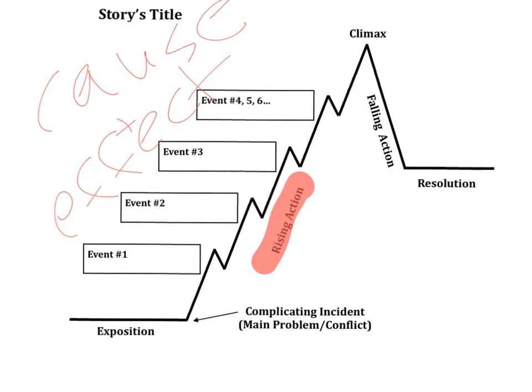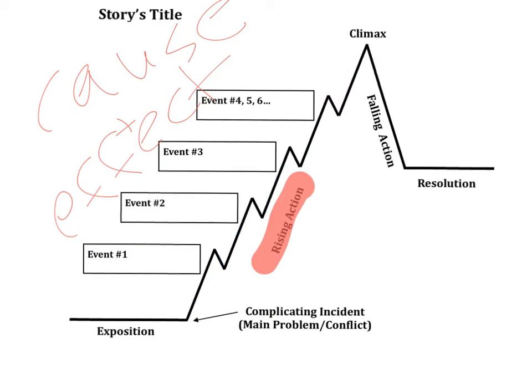Notice as well that the line going up is jagged, okay? It is not a smooth line, and that is because on the rising action, you have a series of problems that the characters need to overcome, or a series of challenges that drive the story forward. Okay, so it's not a smooth flow up the top here.